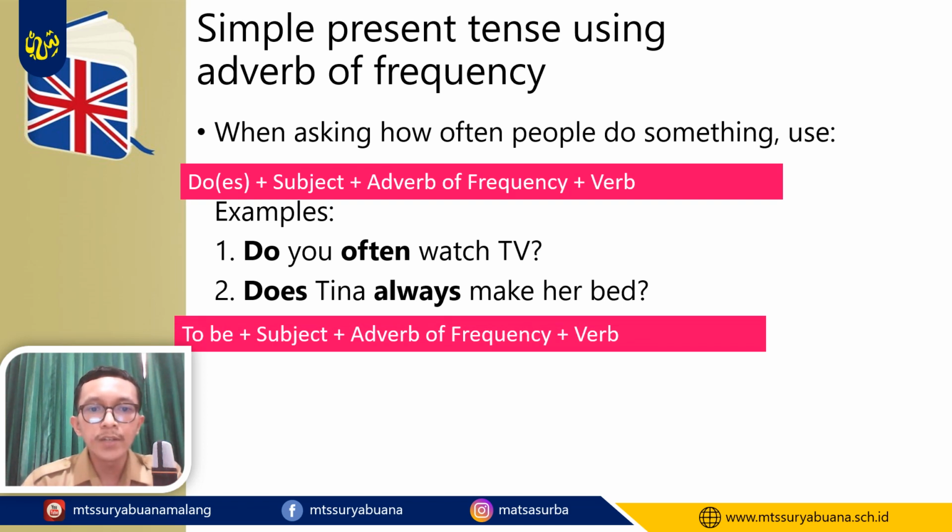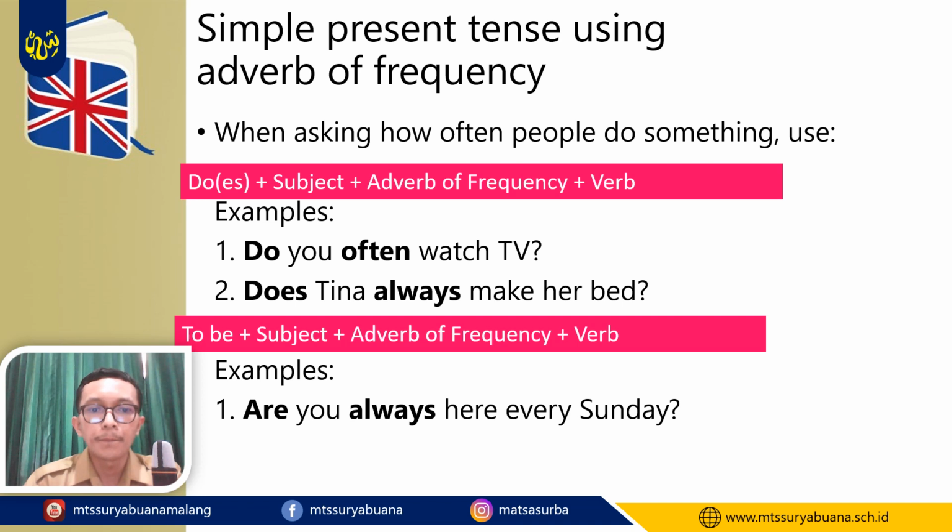Next, if there is no verb in the sentence, yeah, this is if you want to make an interrogative sentence, this is the rule. To be followed by subject and then adverb of frequency, and the last one is verb. The examples: Are you always here every Sunday?